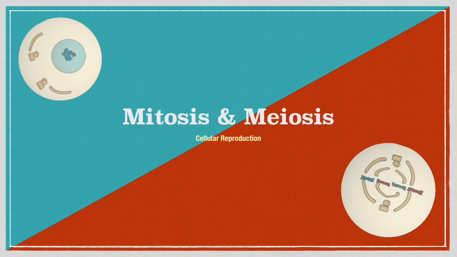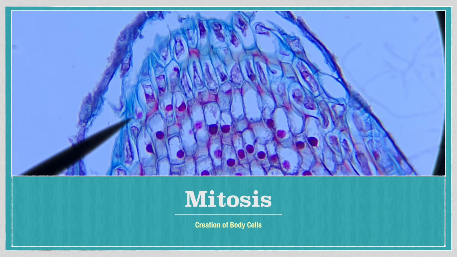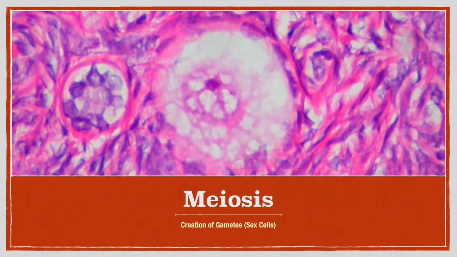There are two processes that cells go through to reproduce. The first process we're going to learn about is mitosis, which is the production of body cells. The second process we're going to learn about is meiosis, which is the production of gametes, that's sperm and egg cells.